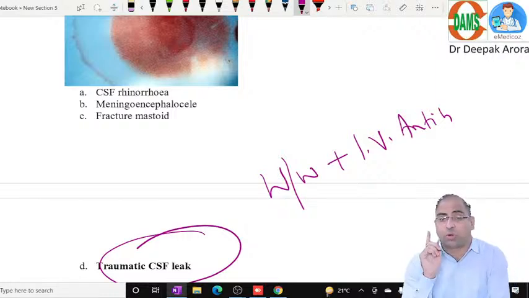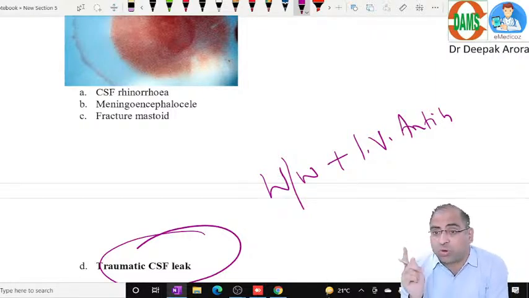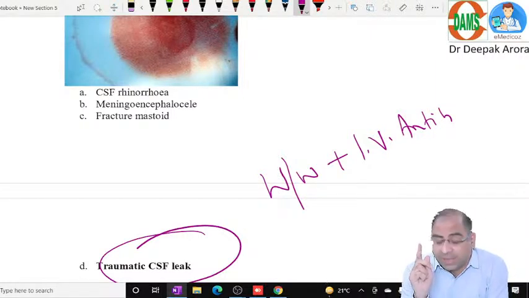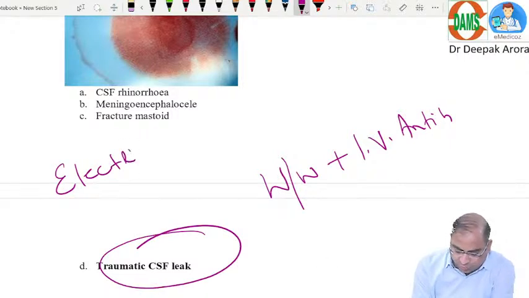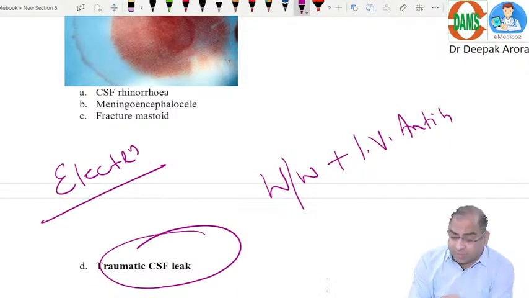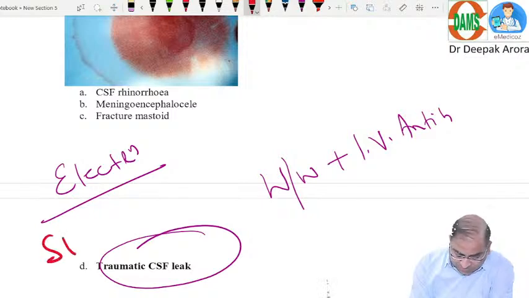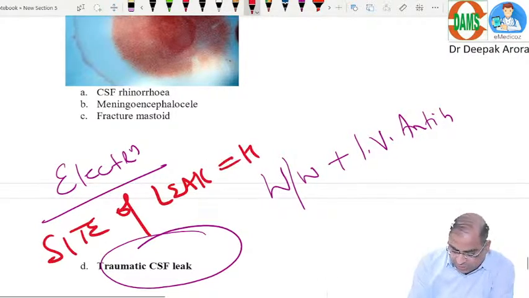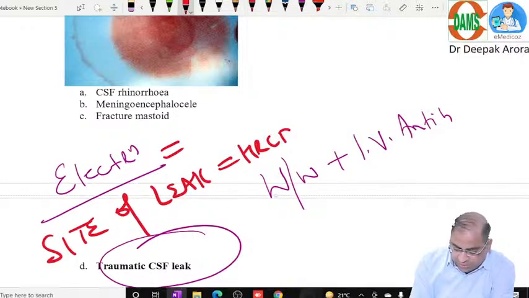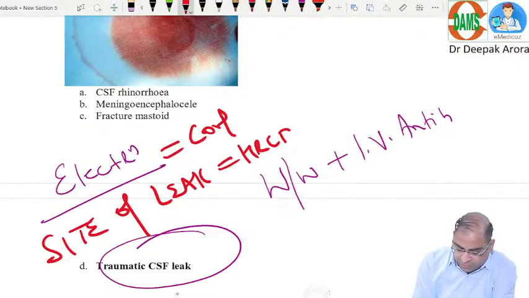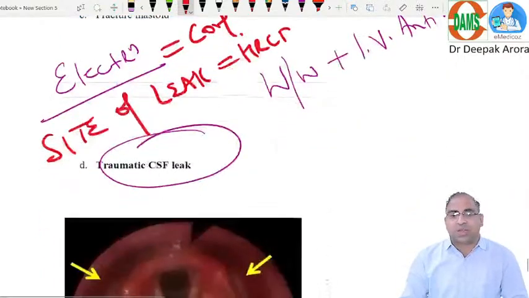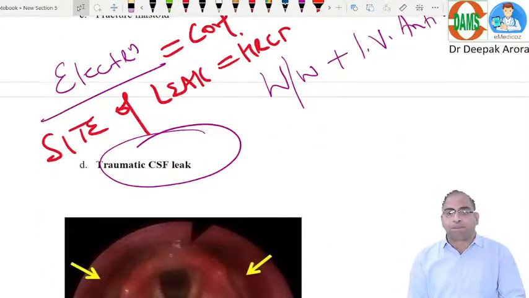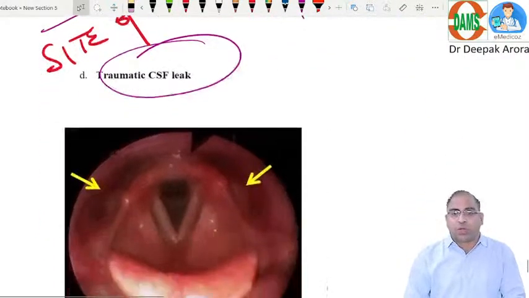What is the most common cause? Surgical trauma, endoscopic trauma. If the examiner asks you the investigation of choice, that is electrophoresis. But if the examiner asks you how we diagnose the site of leakage, it is HRCT, the confirmatory investigation. Electrophoresis, site of leakage, HRCT. Clear? Then I am showing you one image.